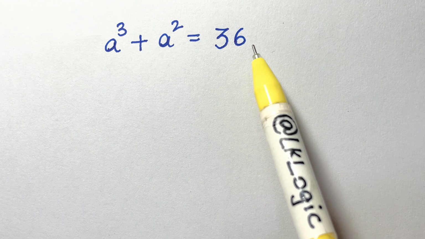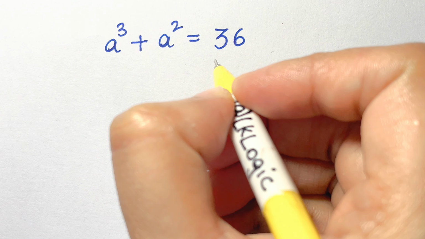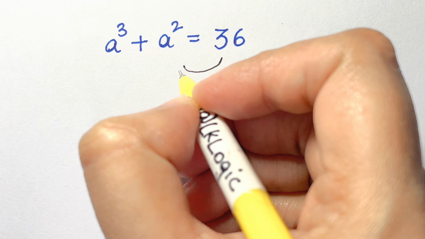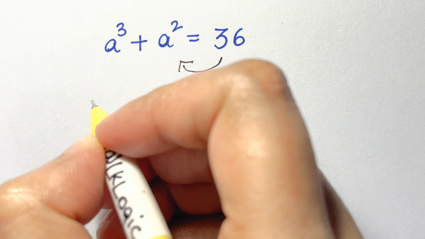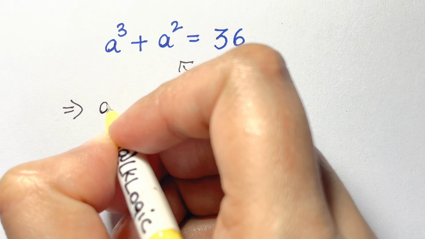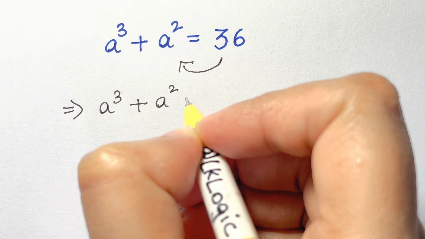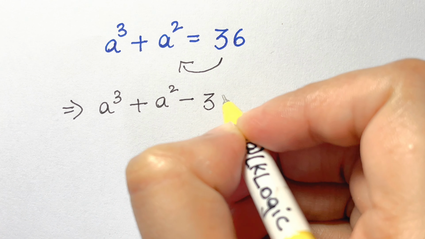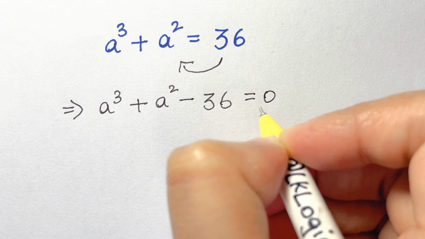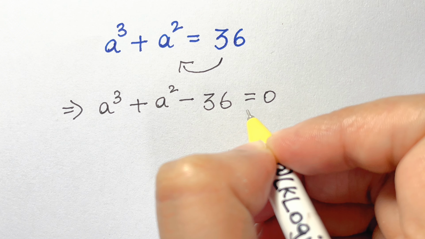Hi guys, I'm gonna solve this amazing Math Olympiad question here, which is a cube plus a square equals 36. We need to bring the constant on the left hand side, that is 36. So that will give us a cube plus a squared minus 36 equals 0, as 36 minus 36 is 0. Now we're just going to use the trial and error method to find one factor for this.